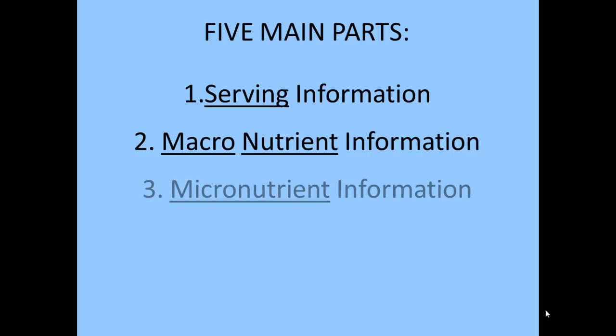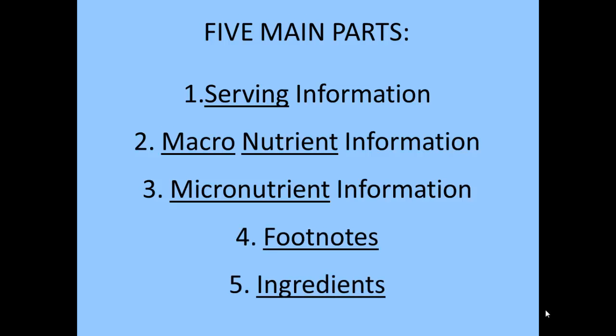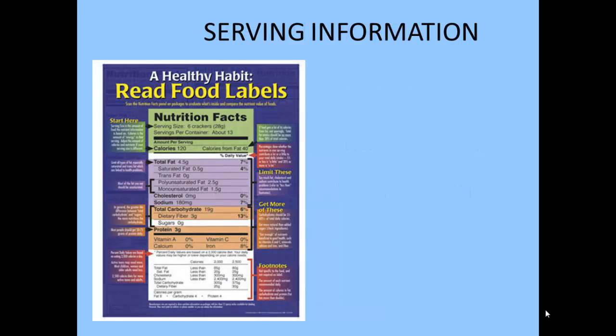Caparula, and tonight's topic will be reading food labels. Let's get started. Before we look at an actual label, you need to know that there are 5 main parts. Number 1 would be the serving information. Number 2 would be our macro or major nutrient information. Number 3, micronutrient information. 4, footnotes. And 5 would be the ingredients. So let's take a look at a label.